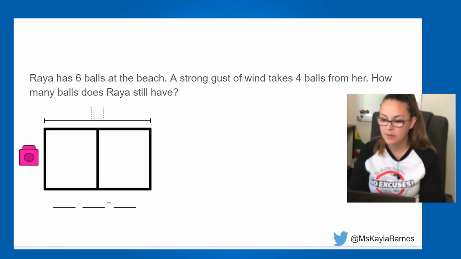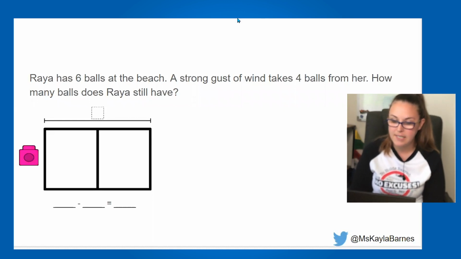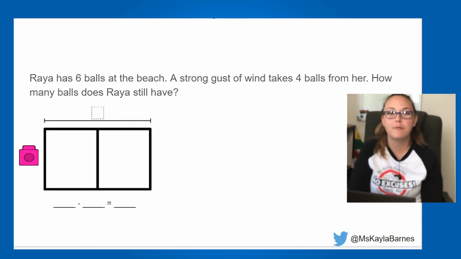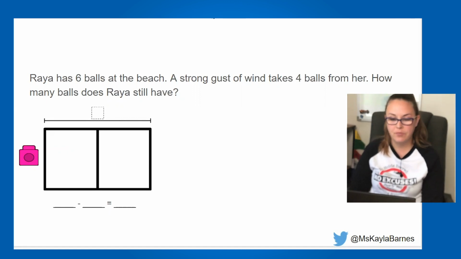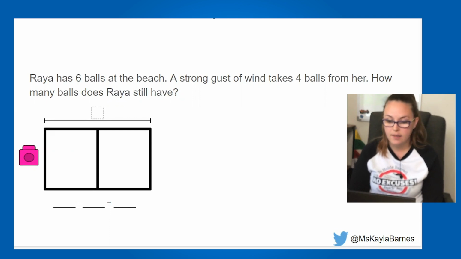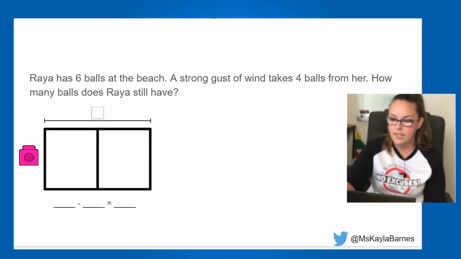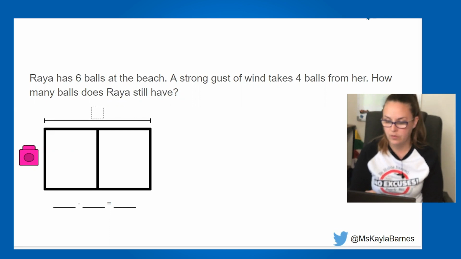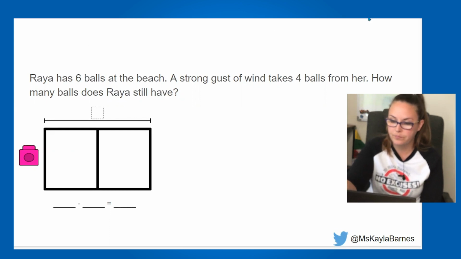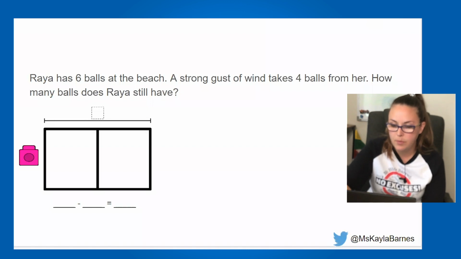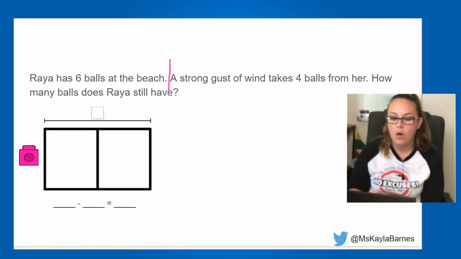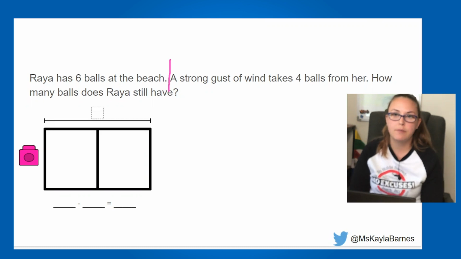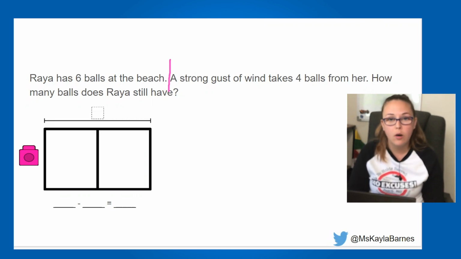All right, problem number 2 looks a lot like the first problem that we did, except we're talking about my friend Rhea and her time at the beach. So let's start by reading the problem from start to finish. Rhea has 6 balls at the beach. A strong gust of wind takes 4 balls from her. How many balls does Rhea still have? So I'm going to go back and we're just going to read that again, stopping so that we can model. So Rhea has 6 balls at the beach, and we're going to stop there. What number does 6 represent? Does it represent a part, or does it represent the whole?